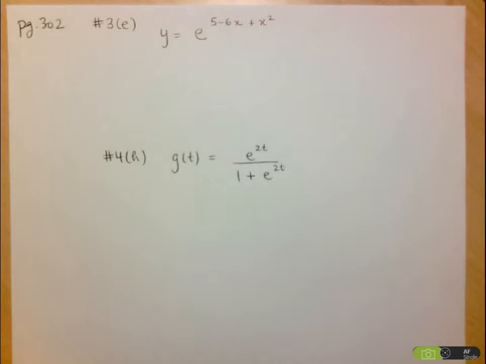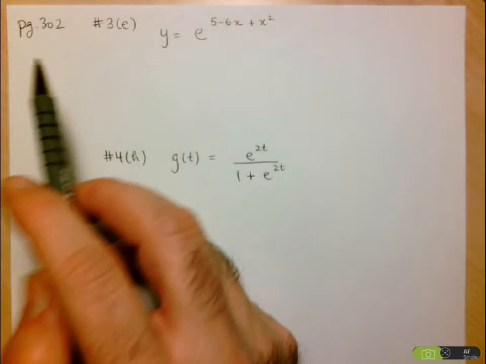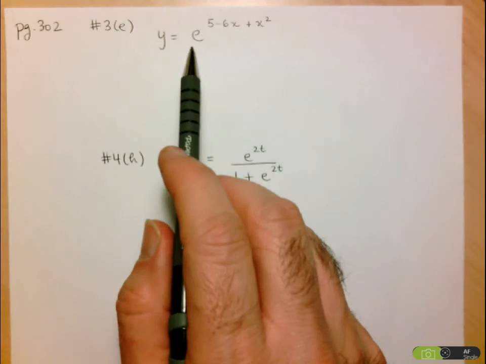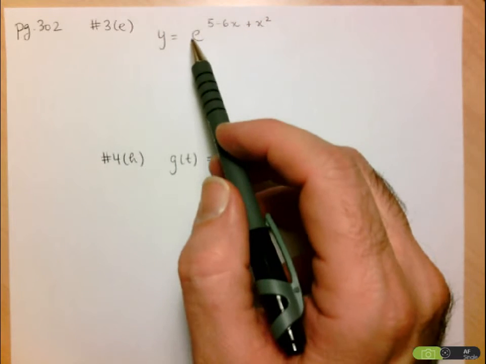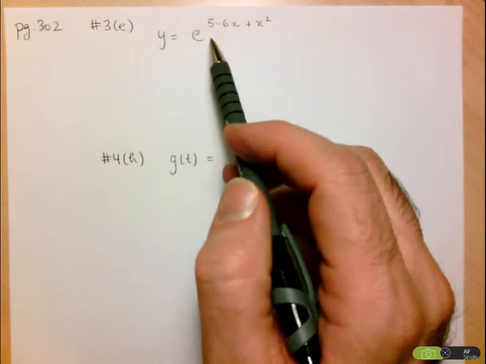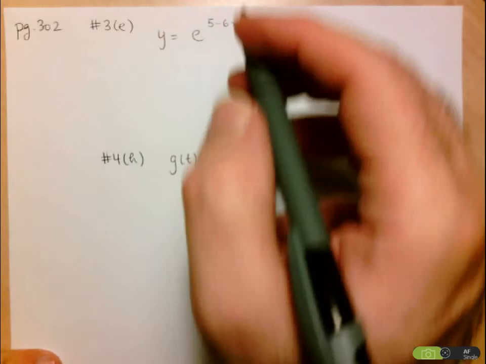Hi folks, we'll take a look at a couple of examples of using our derivative rules with exponential functions. So page 302, number 3e. This function here, we want to find the derivative. Now we know how to find the derivative of e to the x. Here we have e to this polynomial expression, so we're going to have to use the chain rule.